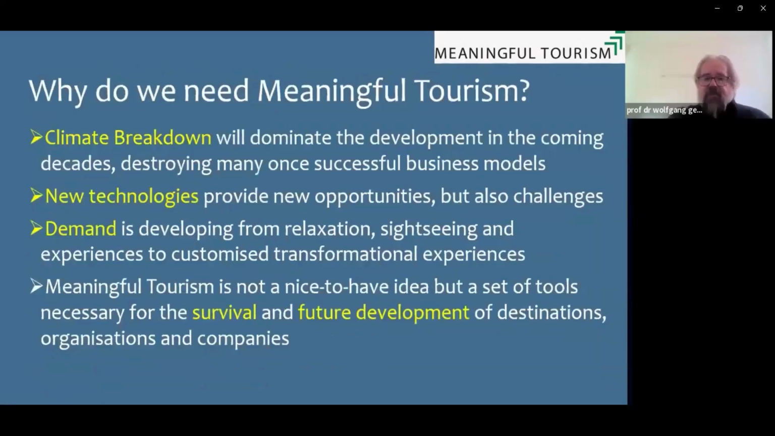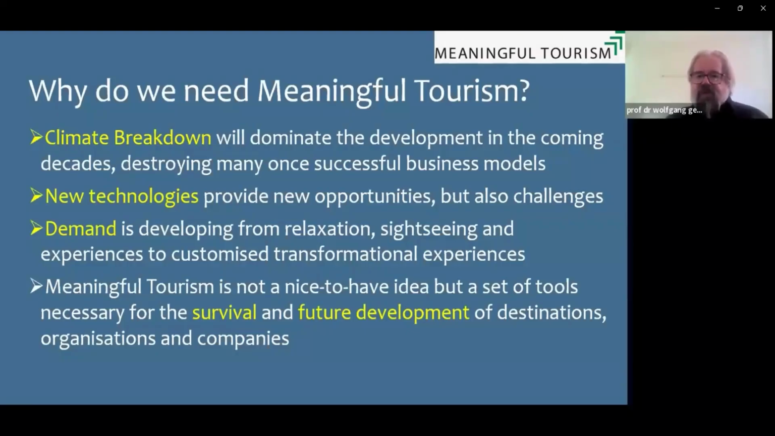And why do we need meaningful tourism? Well, obviously, there's the climate breakdown happening already now and will happen in the next decades. It will become even worse. There's not much we can do against it, whatever we do from tomorrow morning. The damage has been done. There's AI and other new technologies bringing big changes, big opportunities, but also challenges. And we can also see that the demand of travelers is more and more moving from relaxation, sightseeing, and experiences with nice memories to actually transformational experiences which change you and which are hopefully enriching you as a person.